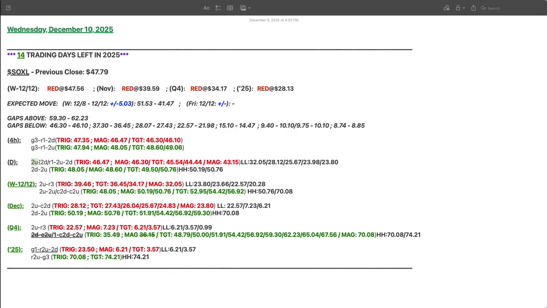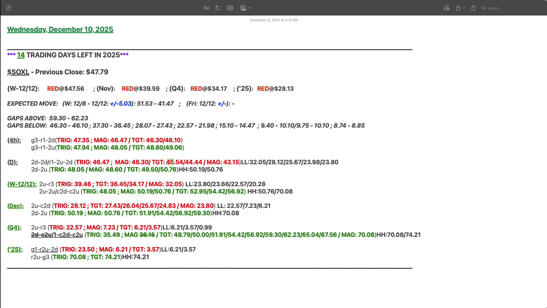On the day chart, we talked about that would not be a 2 up, 2 down, but it would be a 2 down, 2 down if we go to the downside. And again, if we hit the 46.30 level, then that triggers the 1-2 up, 2 down, and that gives us a magnitude of 43.15. So a lot larger move there, about a $3 move.